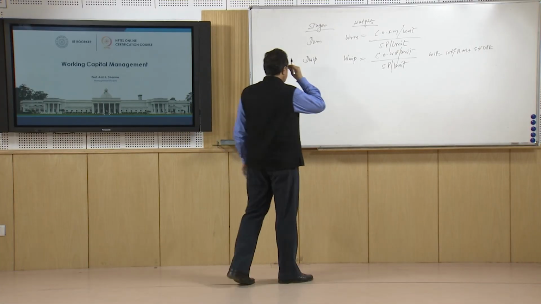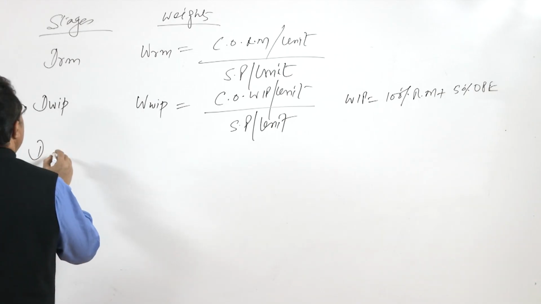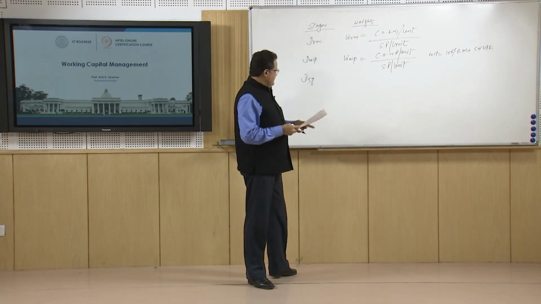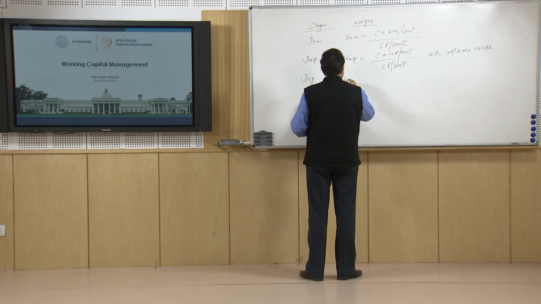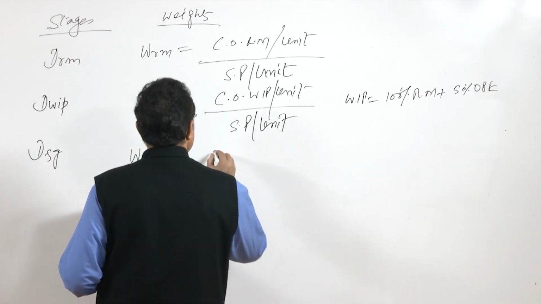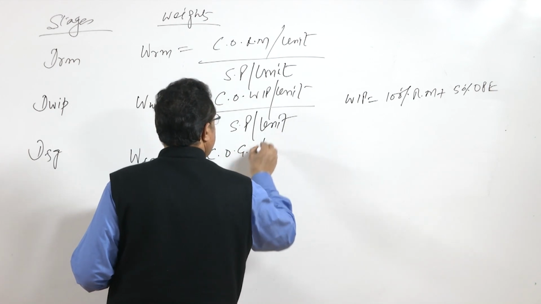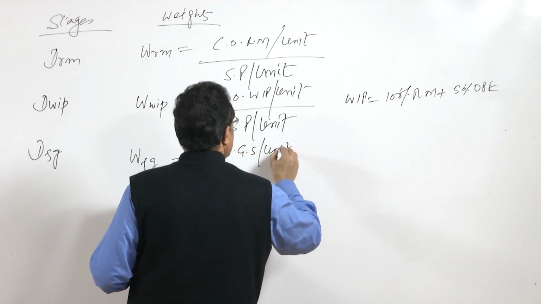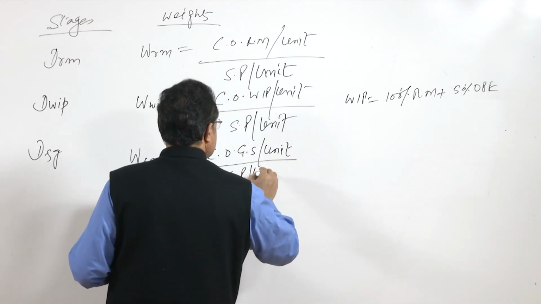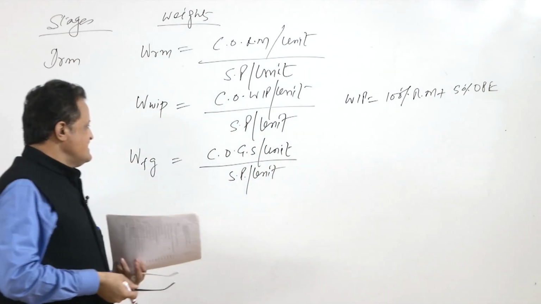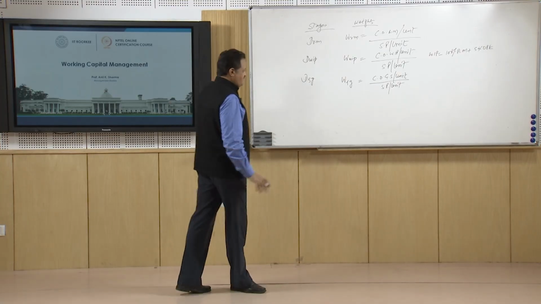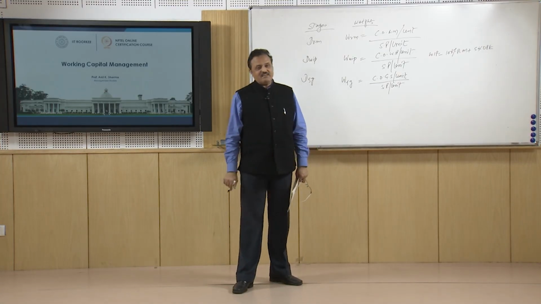Then we have to go for the DFG, duration of the finished goods, and for DFG we have to calculate the WFG, weight of finished goods. The weight of finished goods is cost of goods sold per unit divided by selling price per unit, COGS, cost of goods sold per unit divided by the selling price per unit.